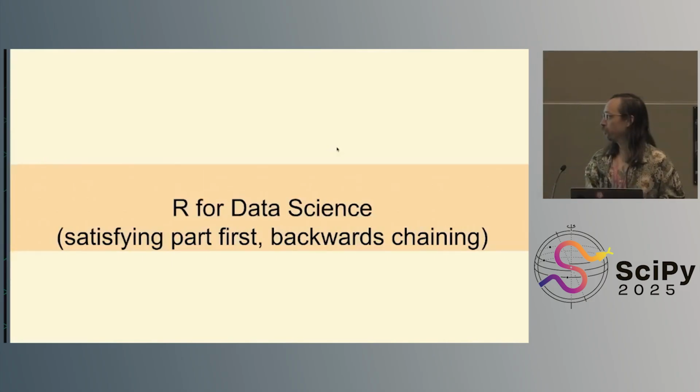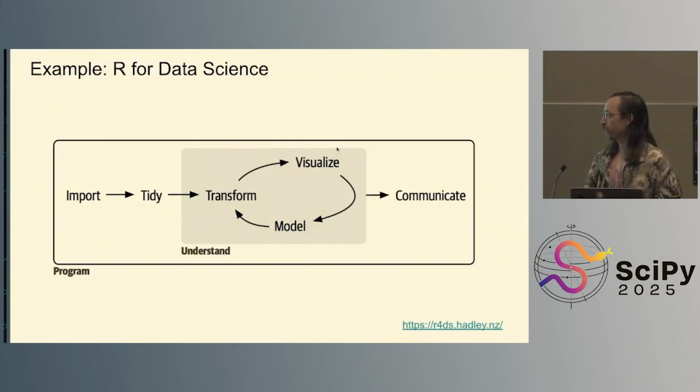Just for a little background, R for Data Science is a book about using R for data science. And it centers on this diagram of this data science workflow or life cycle, where you start by importing or reading some data like a CSV in. You tidy it up. Maybe you fix the column names or you reshape it a bit as part of the tidying process. You then engage this cycle of transforming, visualizing, and modeling your data so you can understand it.